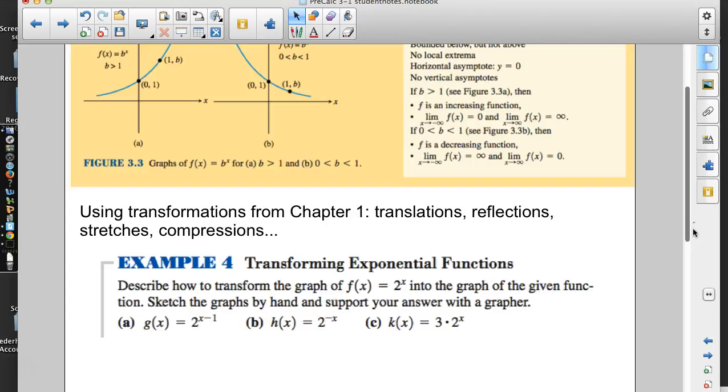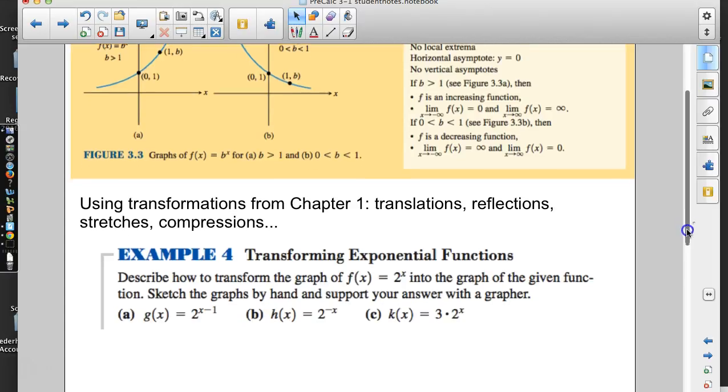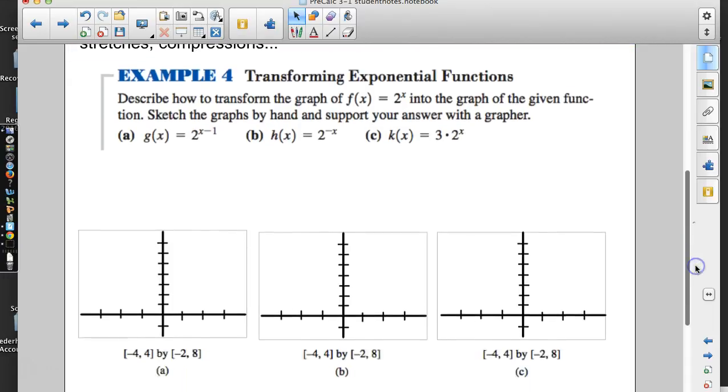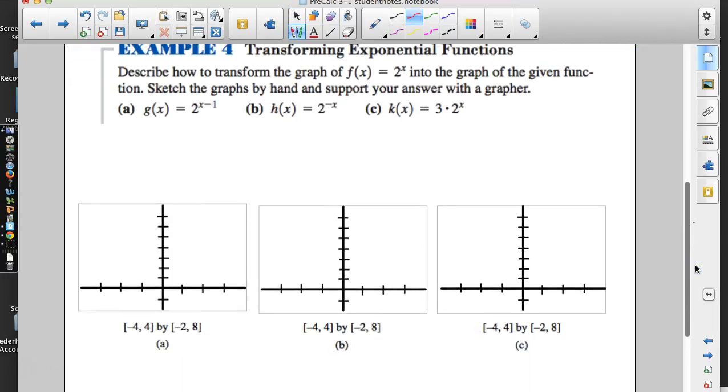Along those lines. Using transformations from chapter 1, translations, reflections, stretches, and compressions, we have described how to transform our basic graph of f of x equals 2 to the x into the graphs that we see here, and sketch the graphs by hand and support our answer with the grapher. So, if for g of x we have 2 to the x minus 1 and f of x equals 2 to the x, where does that graph go? How does it change? 1 to the right.